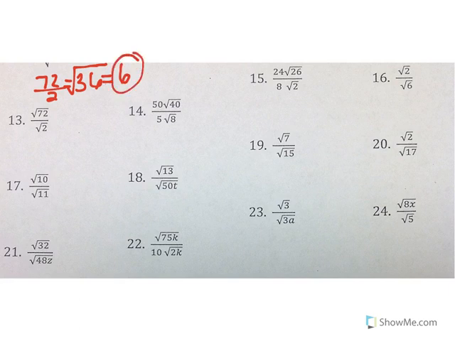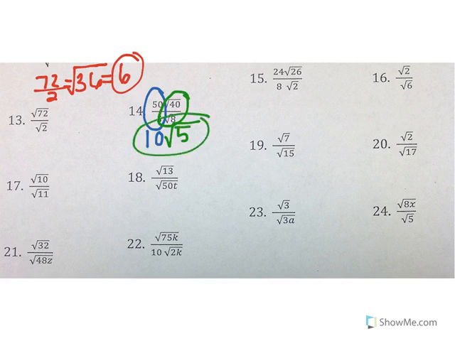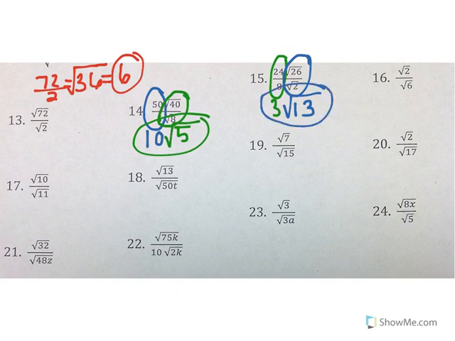Number 14, we're going to do the same thing. We have 50 divided by 5. Well, 50 divided by 5 is 10, and then you have the square root of 40 divided by the square root of 8, and that's going to give you the square root of 5. So that's simplified. Okay, and then number 15 is 24 divided by 8, which is going to give you 3. And then the radicals, when you divide them, is going to give you the square root of 13. So you have 3 square roots of 13, and that's simplified.